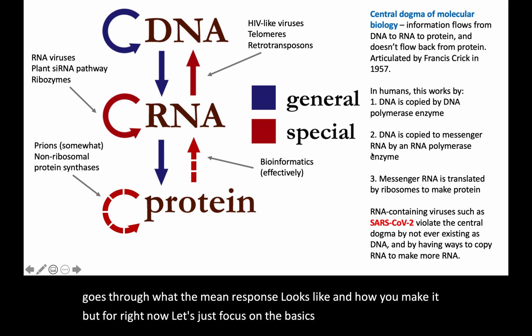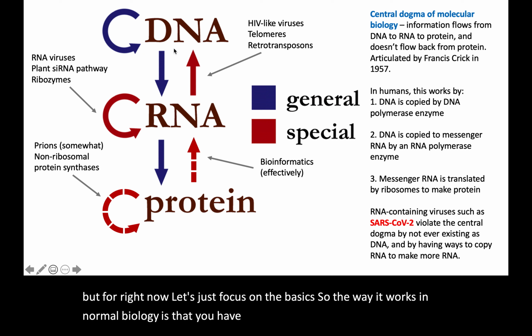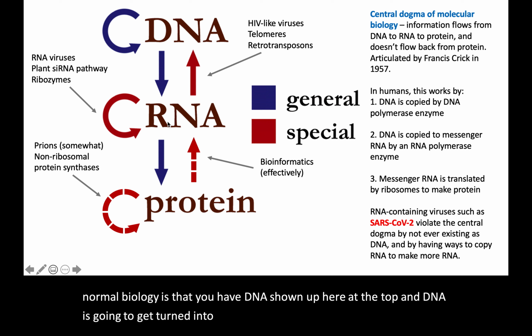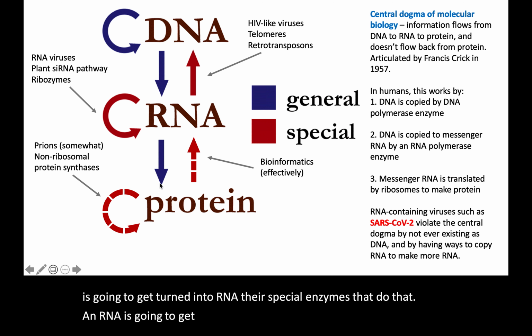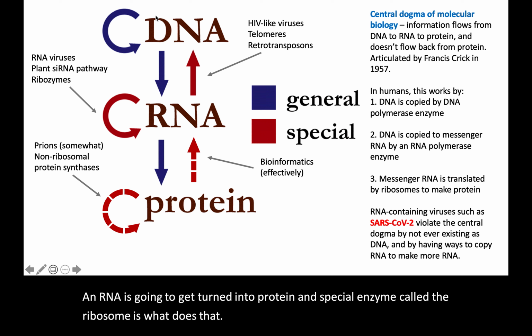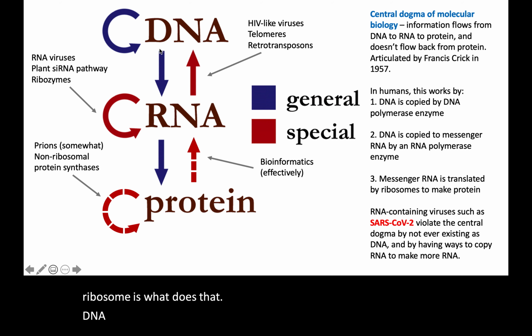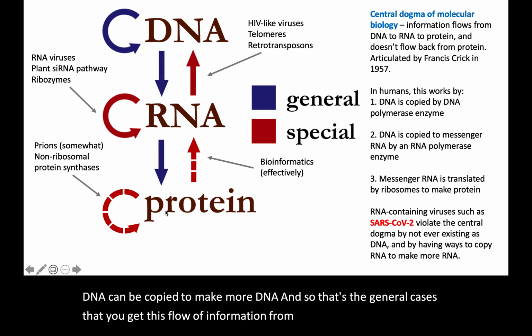So the way it works in normal biology is that you have DNA shown up here at the top, and DNA is going to get turned into RNA. And there are special enzymes that do that, and then RNA is going to get turned into protein, and a special enzyme called the ribosome is what does that. DNA can be copied to make more DNA, and so that's the general case, is that you get this flow of information from DNA to RNA into protein.